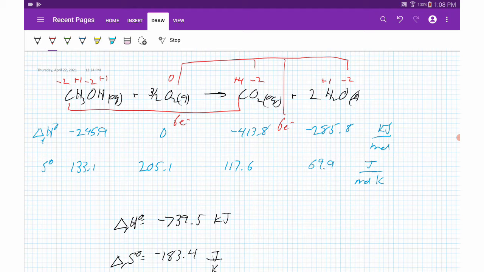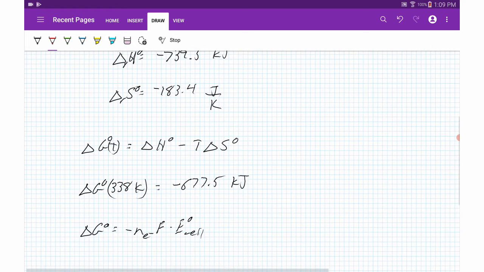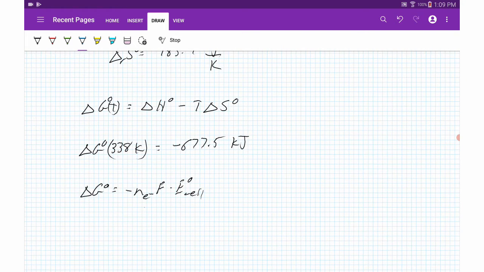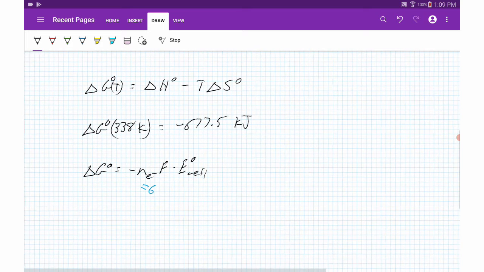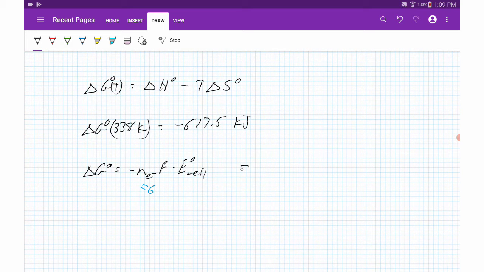It needs to be balanced. If that was confusing, just go through and balance this equation via half reactions, and you will find that 6 electrons need to be transferred in order to get the balanced half reaction, or a complete reaction. So, number of electrons is equal to 6, and you do that and rearrange this to get E cell. And you find out that the standard cell potential is 1.170 volts.